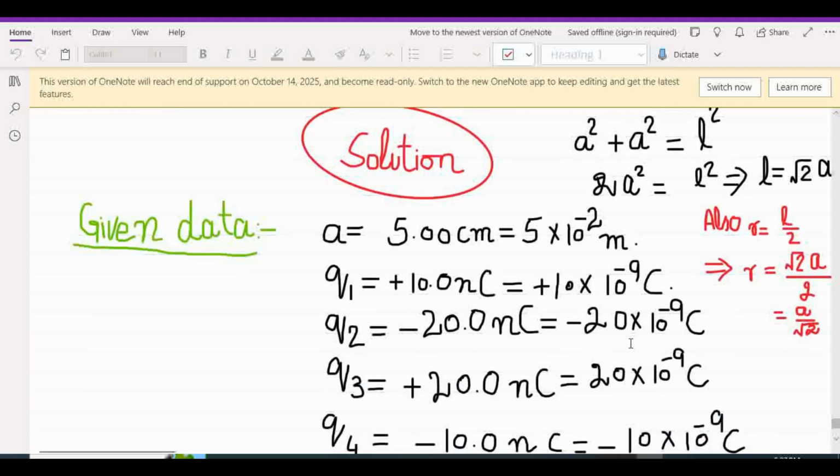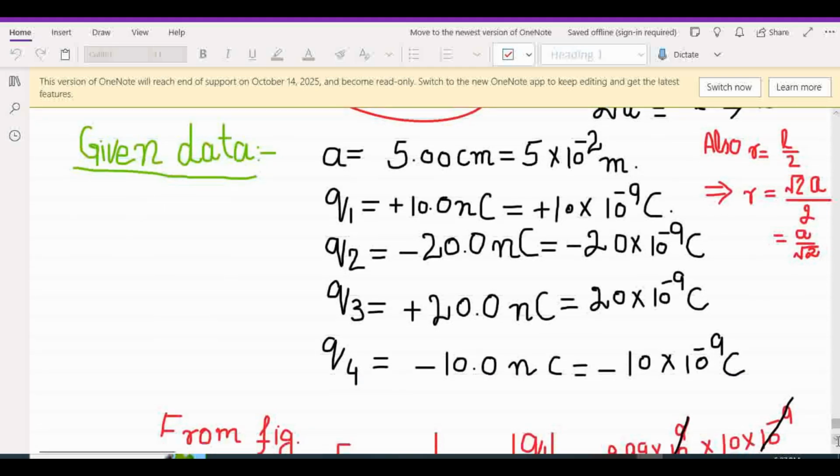Similarly, the given data is: a is given as 5 centimeters, so it is 5 times 10 to the power minus 2 meters. Q1 is 10 nanocoulomb, so it will be 10 times 10 to the power minus 9 coulomb. Q2 is minus 20 nanocoulomb, so minus 20 times 10 to the power minus 9 coulomb. Q3 is 20 nanocoulomb again, so 20 times 10 to the power minus 9 coulomb. And Q4 is again minus 10 nanocoulomb, so minus 10 times 10 to the power minus 9 coulomb.